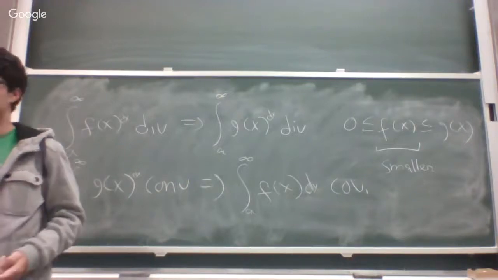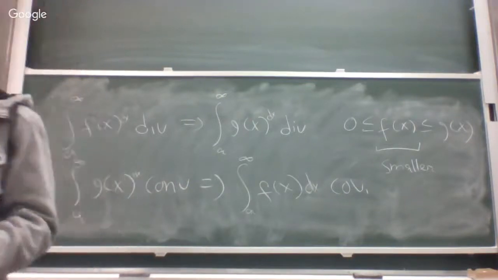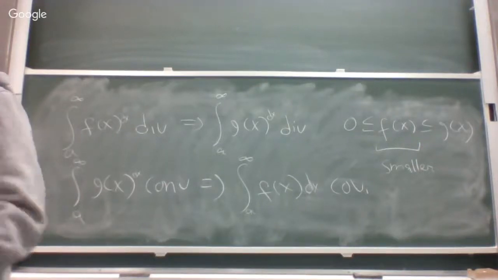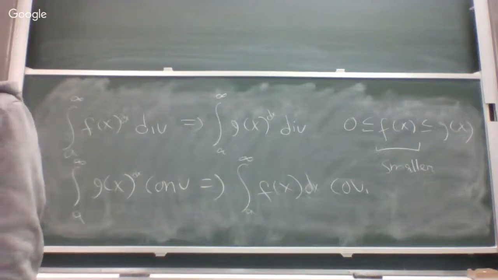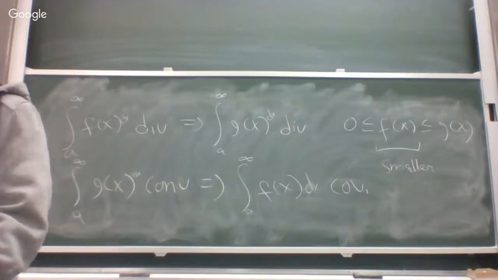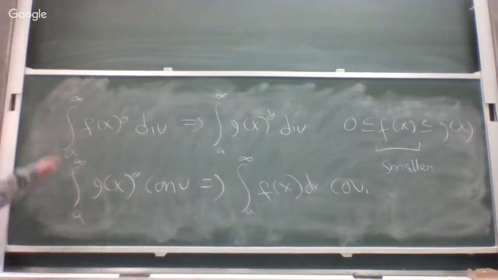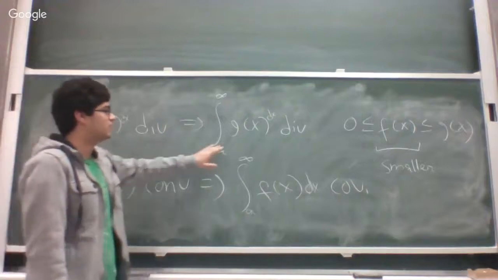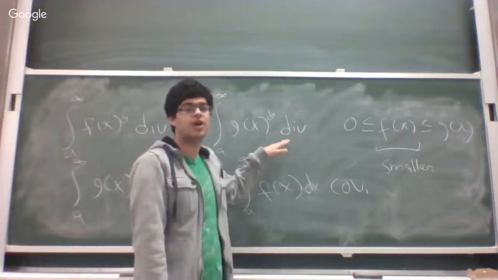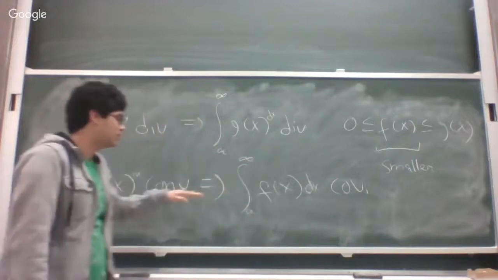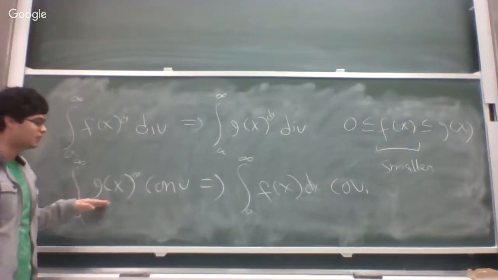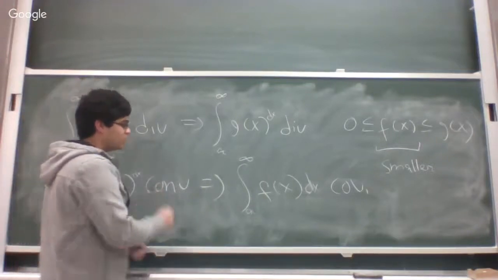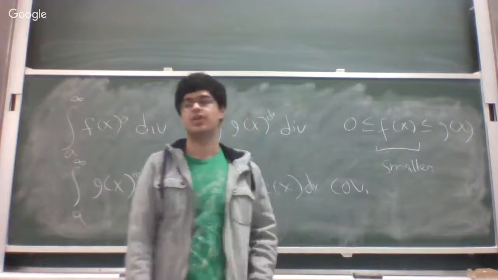If we know that the bigger function diverges, we don't know anything about f of x, because the f of x function could still diverge or it could still converge. We can only be sure of these two relationships. If the smaller function goes off to infinity, then the bigger function obviously should go off to infinity too. And if the bigger function can't go off to infinity, it converges, then the smaller function has to converge as well.